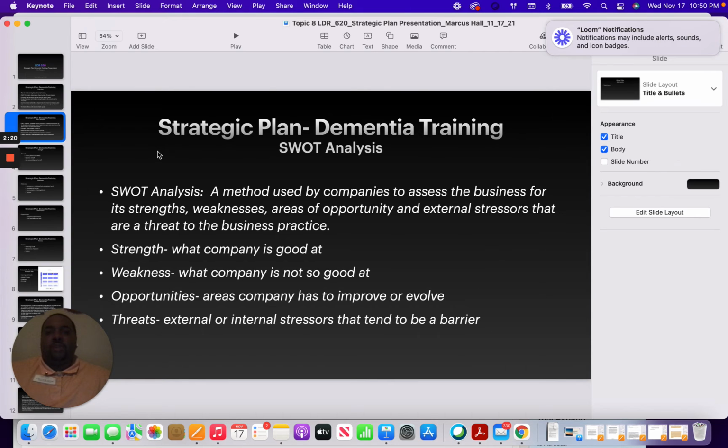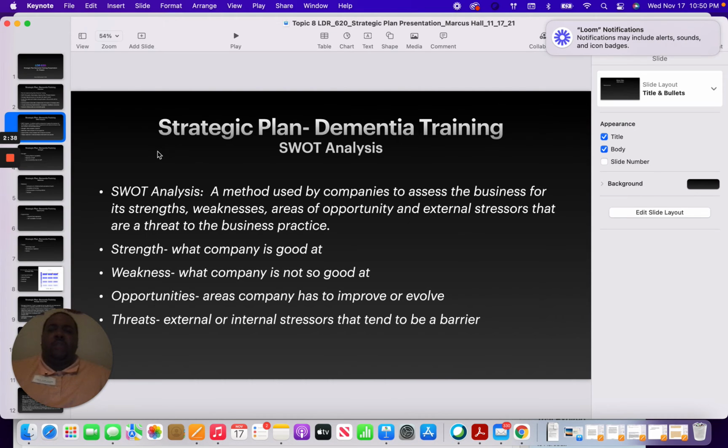All right, we'll start with the SWOT analysis. Just a general overview: SWOT analysis is a method used by companies to assess businesses for strengths, weaknesses, areas of opportunity, and external stressors that could cause a threat to the business practice.